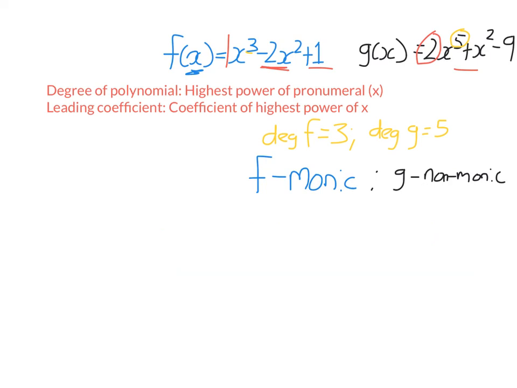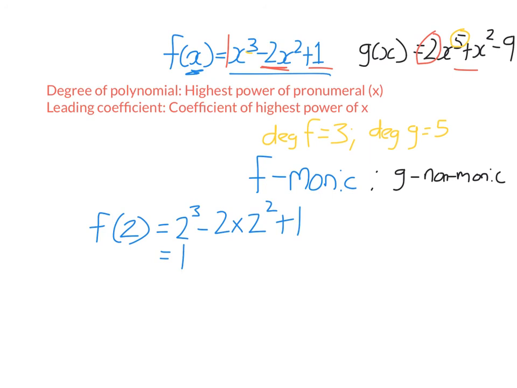So we've got our polynomial f(x) above. If I write the polynomial, say f(2), that means I take my polynomial and I substitute x for 2. So f of 2 means 2 cubed minus 2 times 2 squared plus 1. And of course, that just gives me the number 1. So f of 2 gives me 1.